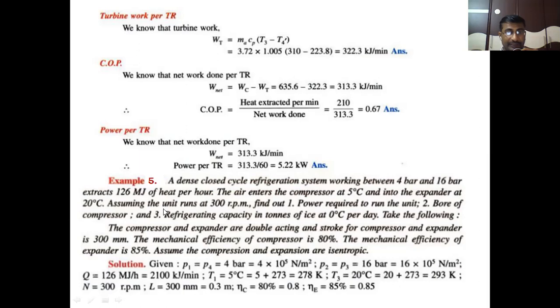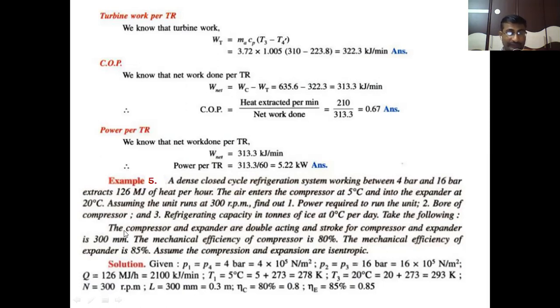Assume the unit runs at 300 RPM. Turbine and compressor run at 300 RPM, coupled on the same shaft. Find out the power required to run this unit: how much power is required by the system to extract the 126 megajoules of heat per hour, the bore of the compressor, that is the diameter of the compressor needed, and the refrigeration capacity in terms of ice at 0 degrees centigrade per day. How much refrigeration effect is produced? It should be represented in terms of ice per day.